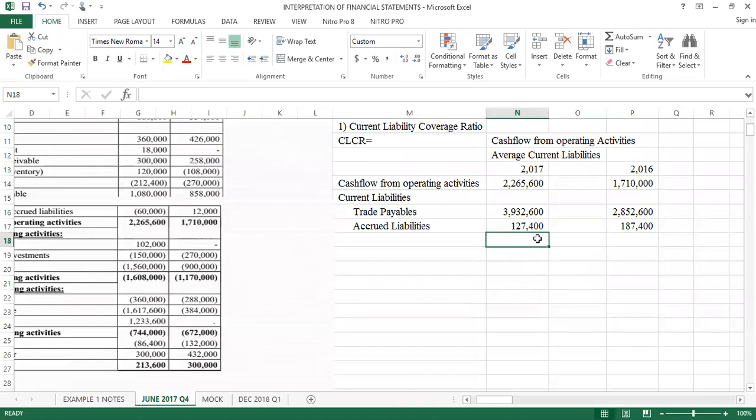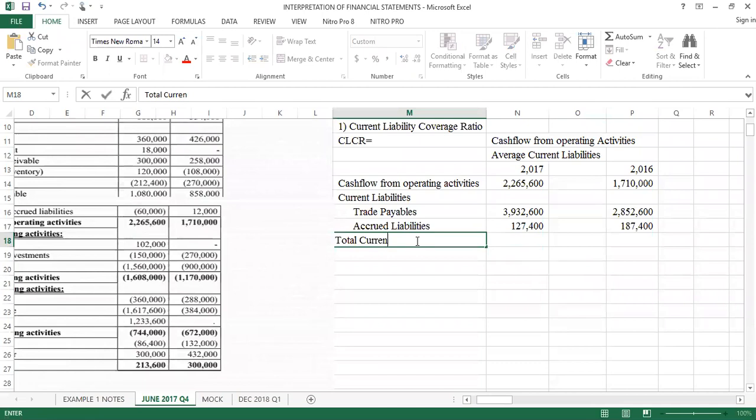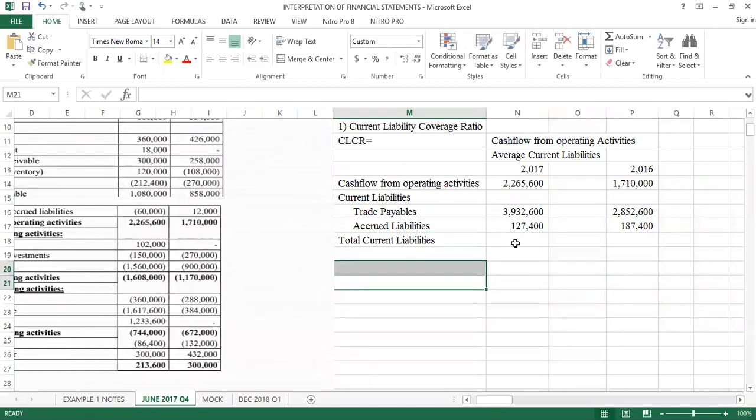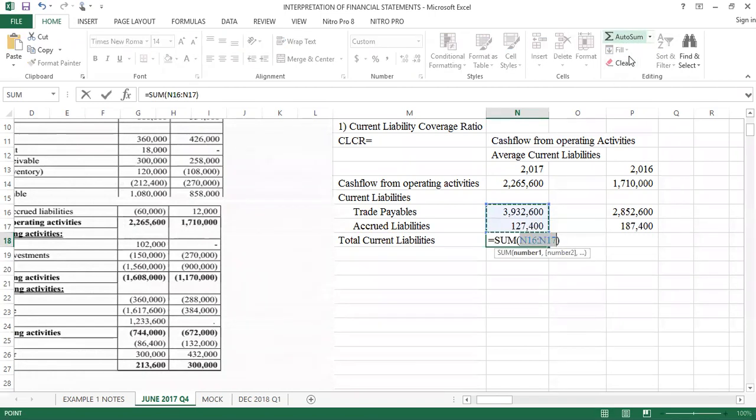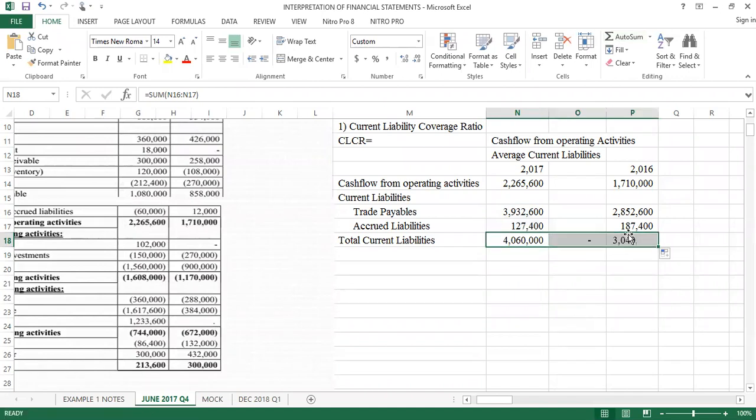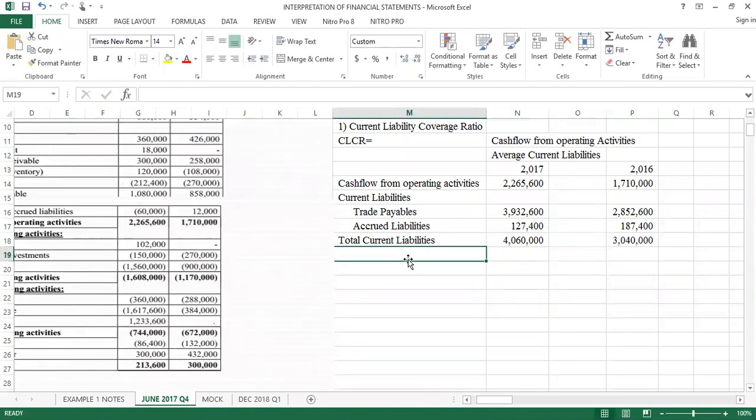So what is the total current liability? The total current liabilities, of course, you can see it from there. Okay, please take note of this. And then what is the average current liabilities?